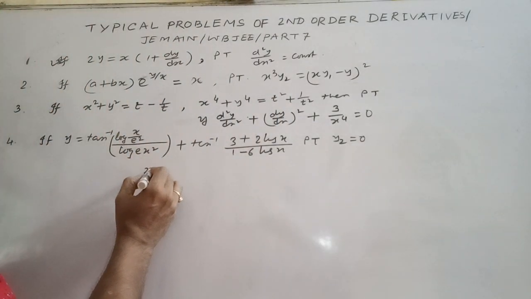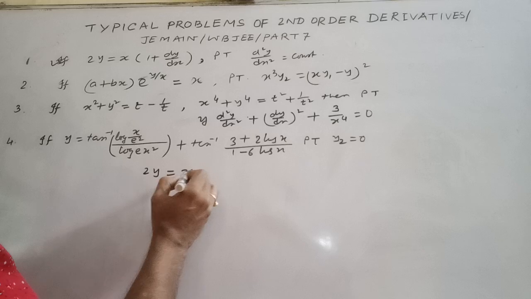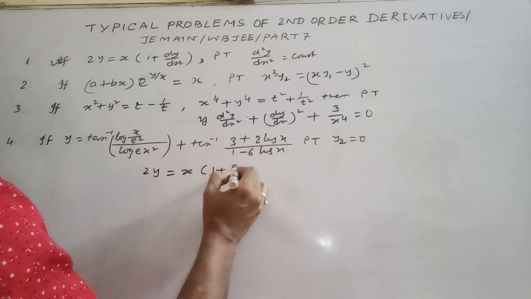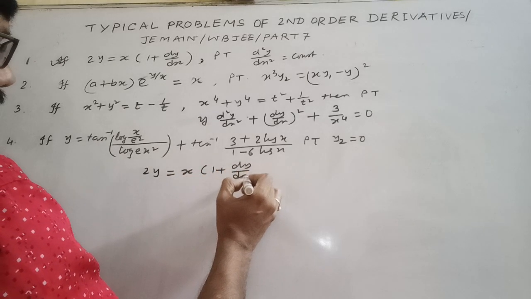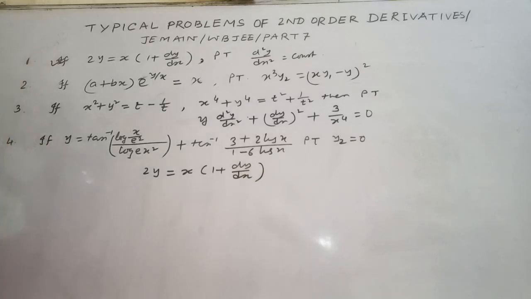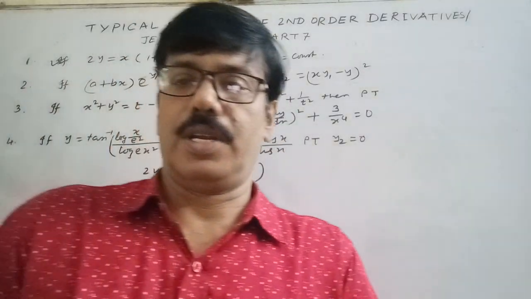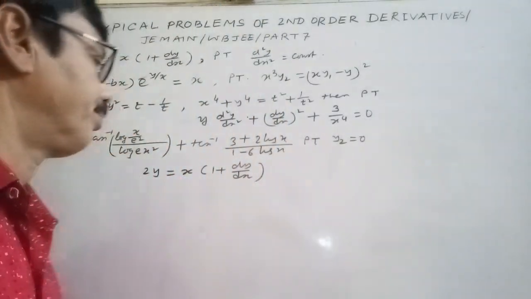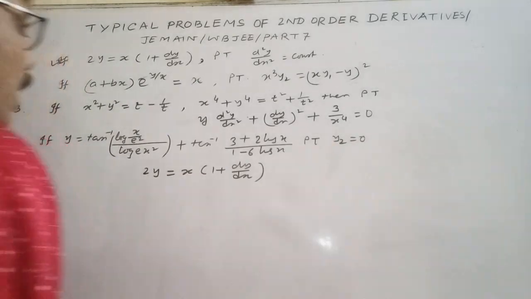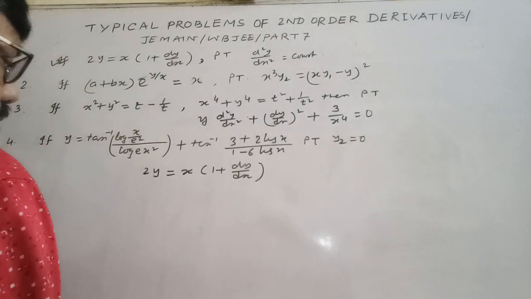2y equals x into (1 plus dy/dx). Prove that the second order derivative is constant. So the second order derivative is constant.